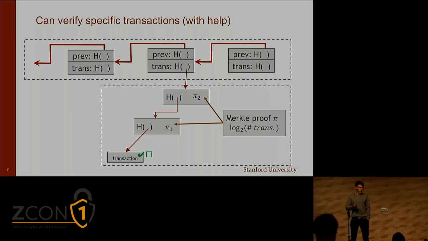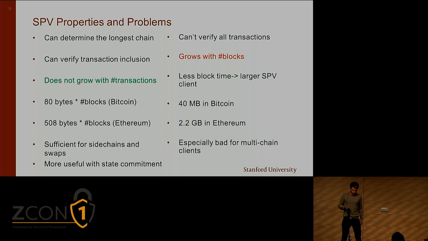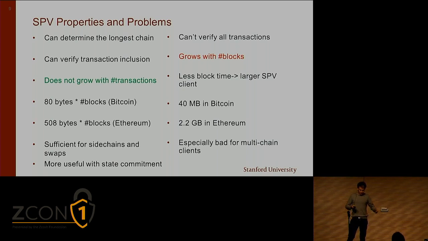And I cannot be cheated here. I can only be cheated in that someone could not tell me about a transaction, but no one can convince me that I've received money which I haven't. So this has some very nice properties: it doesn't grow with the number of transactions, and I can verify block inclusion, and it has some applications which I won't go into today.